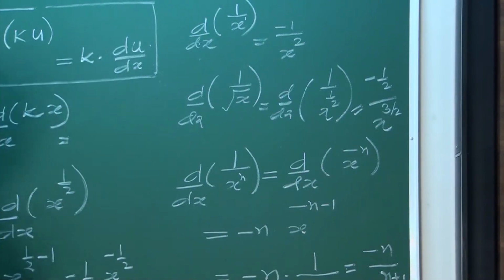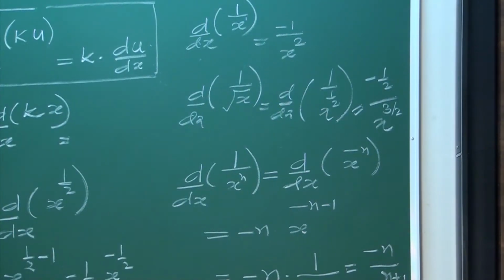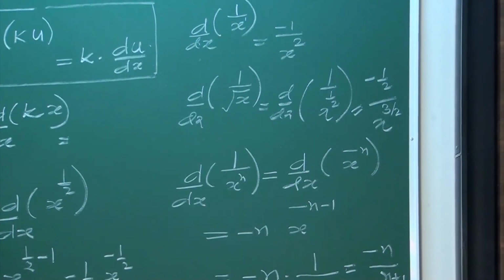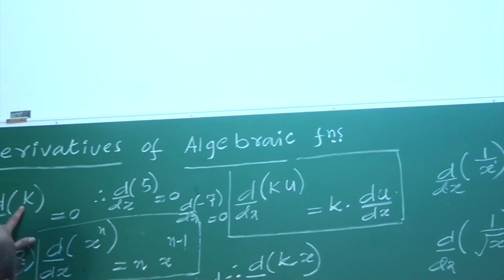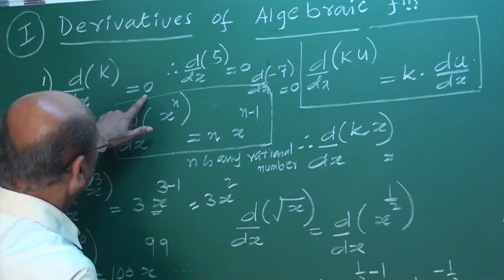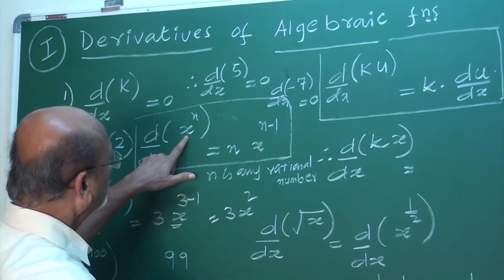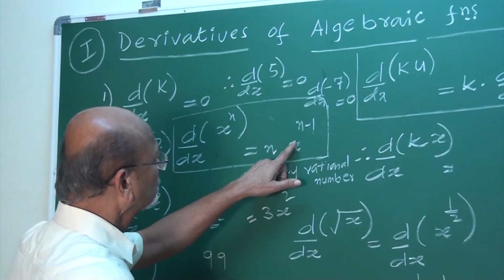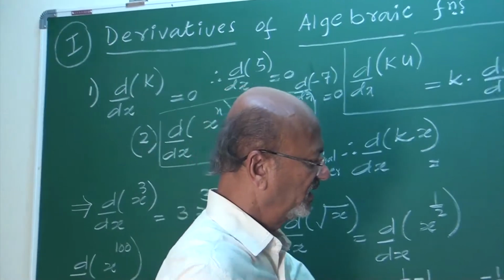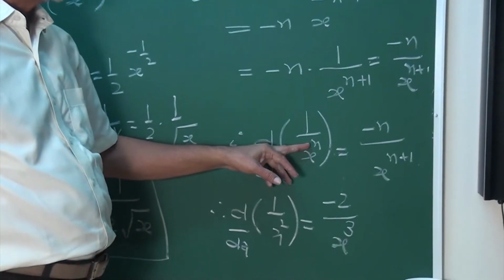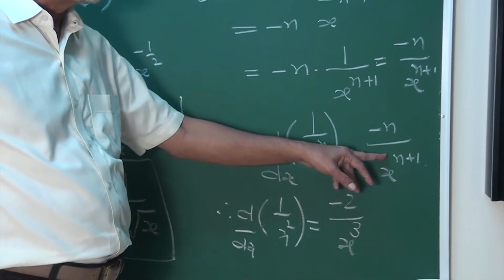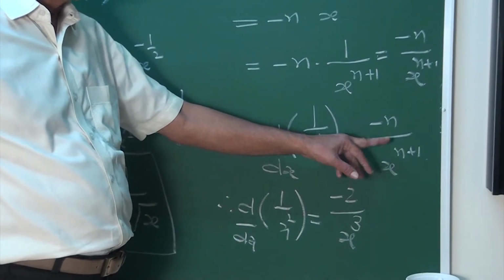Therefore, basically, you consider: 1, the derivative of a constant is 0. Second, the derivative of x to the power n is n into x to the power n minus 1. And the derivative of 1 upon x to the power n is minus n upon x to the power n plus 1.